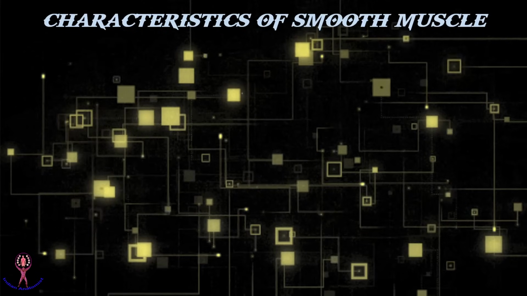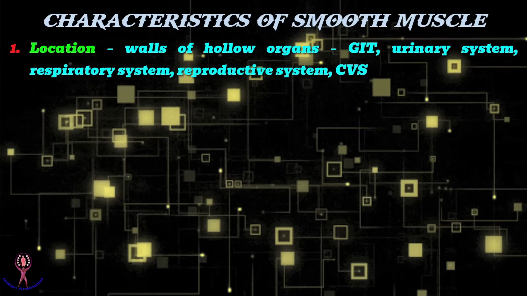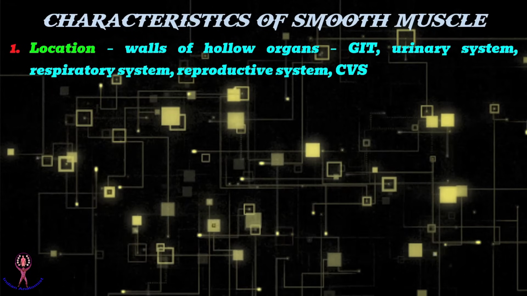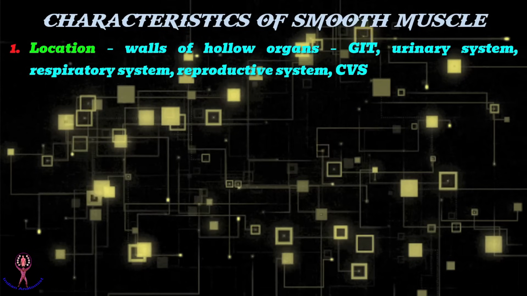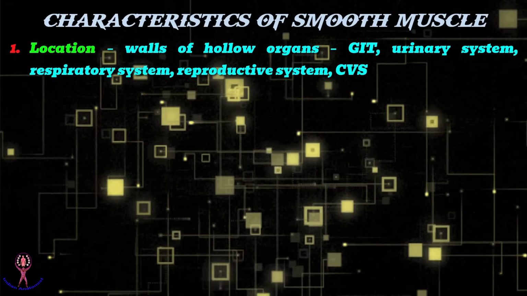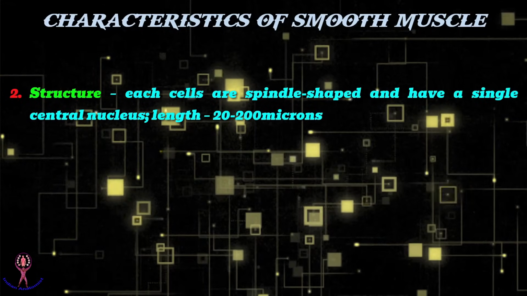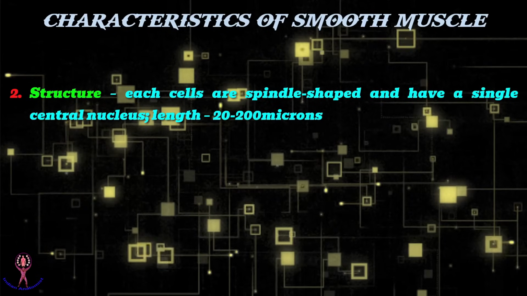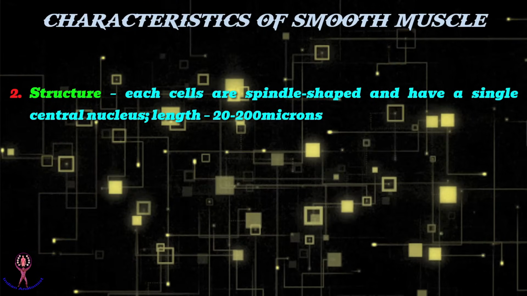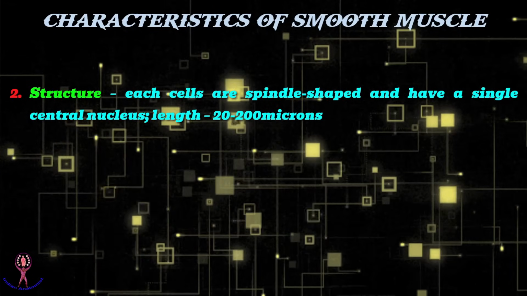What are the characteristics of smooth muscle? 1. Location: situated in walls of hollow organs like GIT, urinary system, respiratory system, reproductive system, CVS. 2. Structure: each smooth muscle cell is spindle-shaped and has a single central nucleus. Its length ranges from 20 to 200 microns.